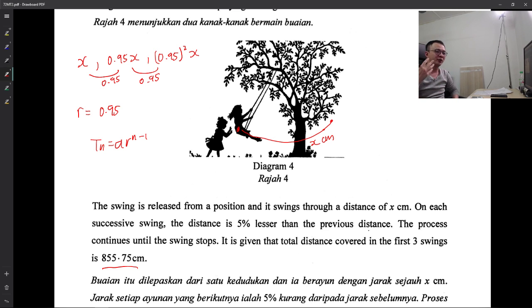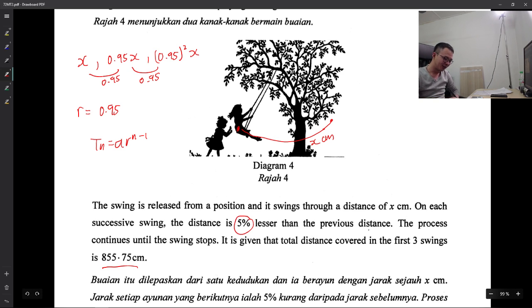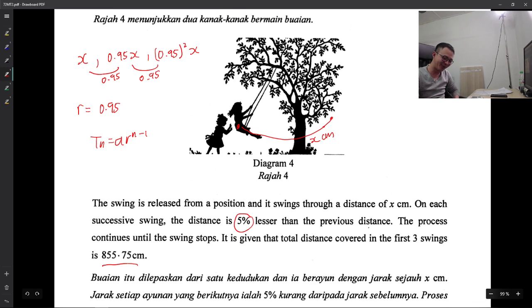Alright, so for r value, you always need to use 1 minus the value given, or sometimes it's 1 plus the value given, because this is percentage. So basically it's 100% minus 5%, you will get 95%. 95% is 95 over 100, so it's 0.95. You get it? Okay, so let me move on.